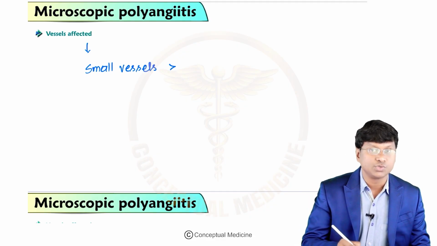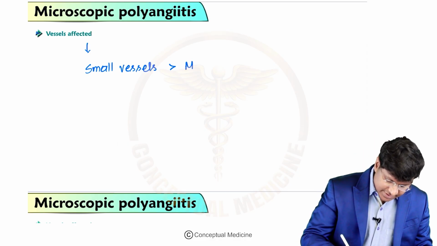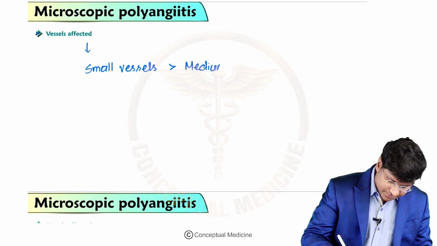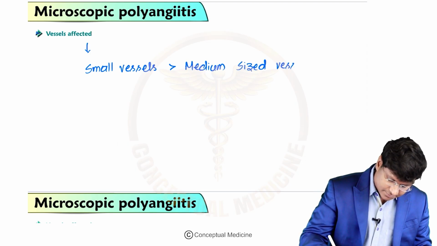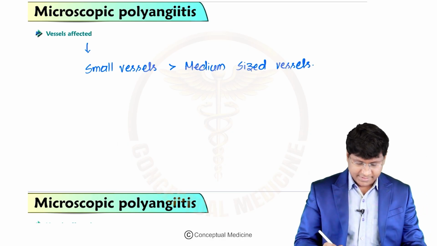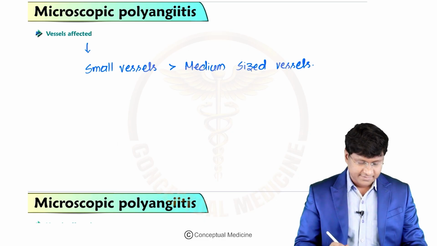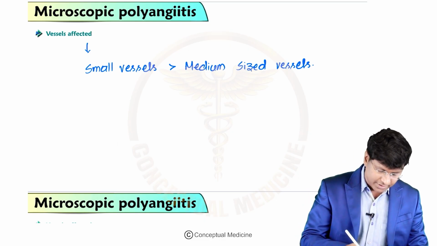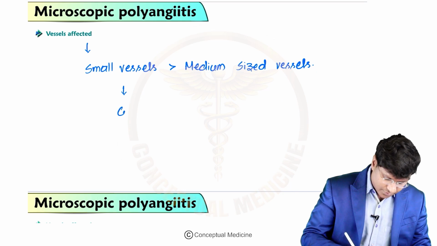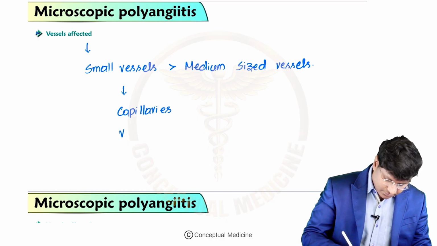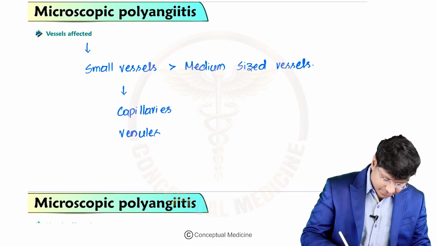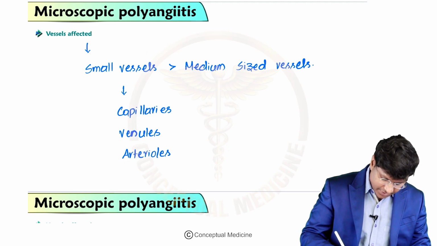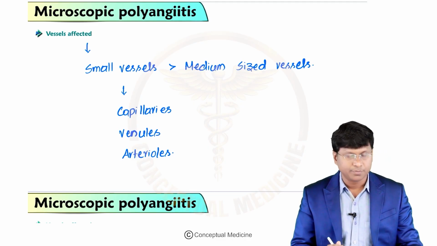And followed by that, there is also involvement of the medium-sized vessels. So these are the vessels which are affected in microscopic polyangiitis, and the small vessels include the capillaries, venules, and then arterioles.